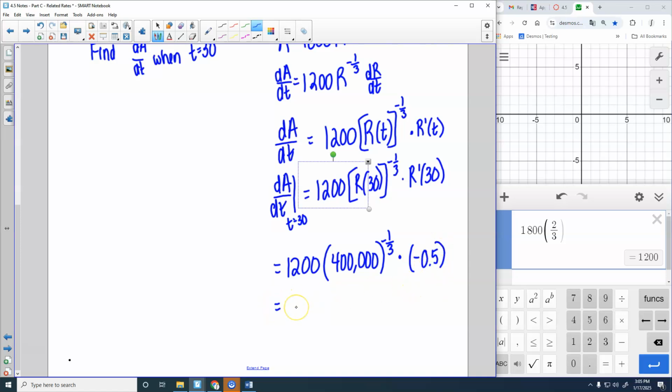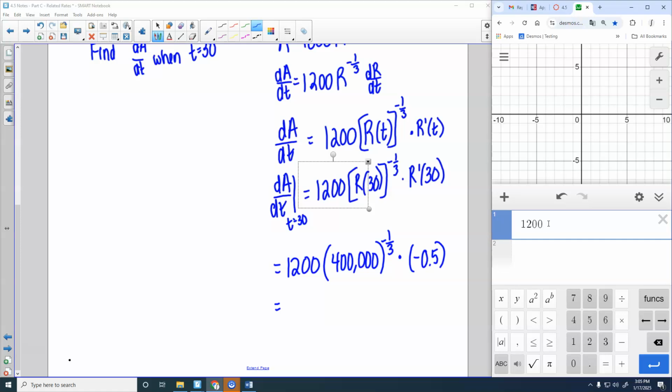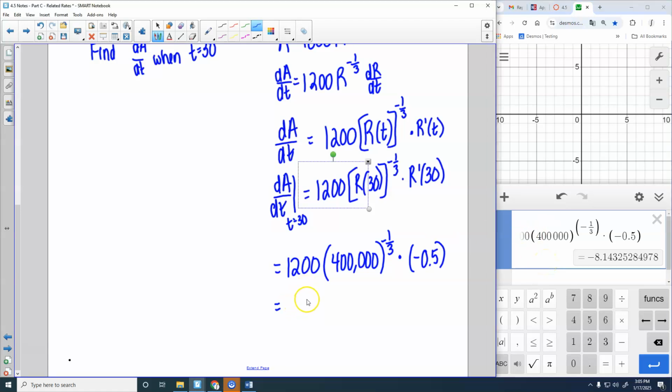So we're going to use the calculator for that. I'm afraid we're going to get something crazy. I might work this one out first. I don't even know if I did this one. I know I did the other one. Don't put commas in Desmos. It doesn't like it. Hold on. How many zeros did I have? No, that's not too bad. Okay, and so we are getting negative 8.143. And this is dA/dt.